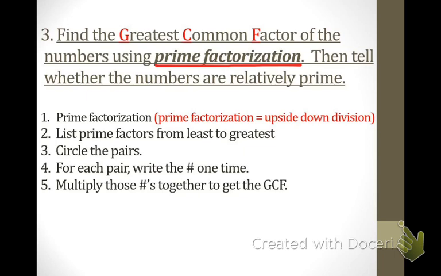Okay, thank you, all one of you, for reading it to us. You list the prime factors from least to greatest. Just the boys. Read me, what do you do for number 3? Circle the pairs. Good job. Girls, number 4. For each pair, write the number 1 time. And lastly, everybody tell me what our 5th step is. Multiply those numbers together, get the GCF.